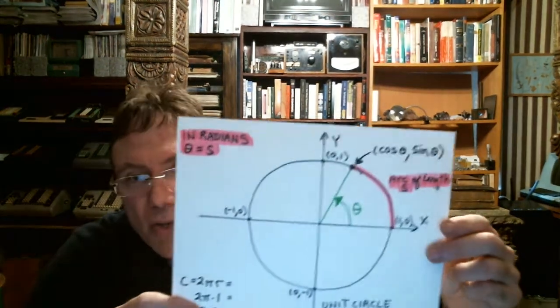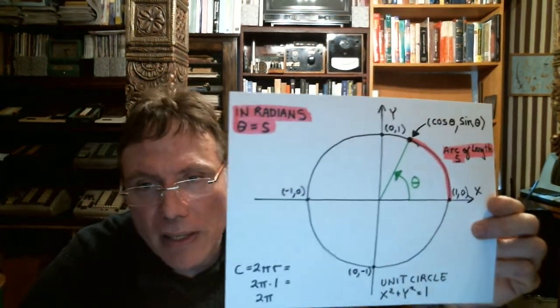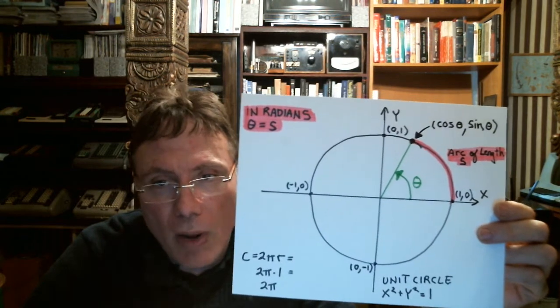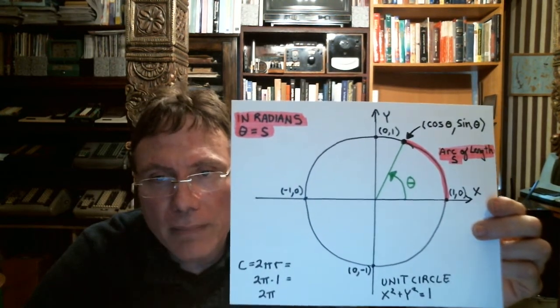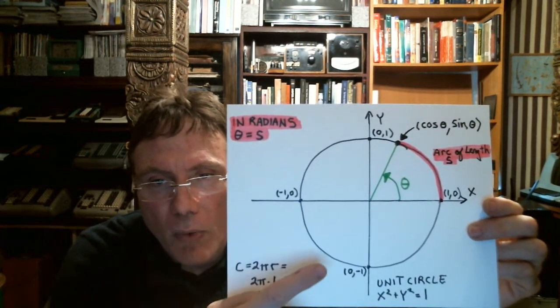Today we're going to learn about the basic definitions of the trigonometric functions. One classic way of defining the trigonometric functions is in terms of the unit circle. A unit circle is simply a circle of radius 1 centered at the origin, and here I have drawn one.